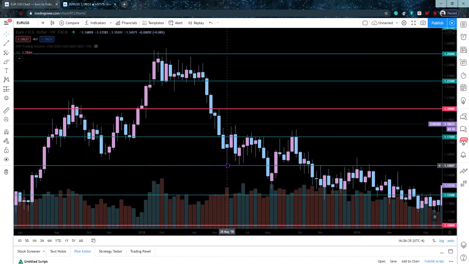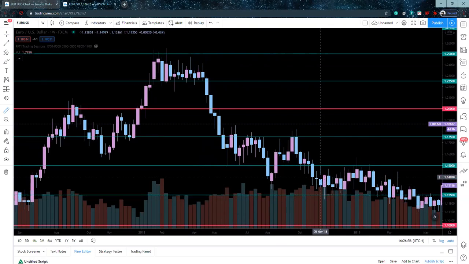But do you see how it rejected off of this quarter point? Perfect. Where did it go? Right back to the top one. Rejected this one, came back down to the top one. Missed this one by like 40 pips, and it went back to the next one. Rejected off of this one, came back down to this one, right?